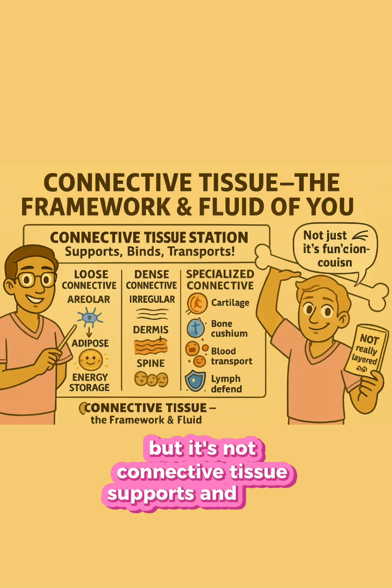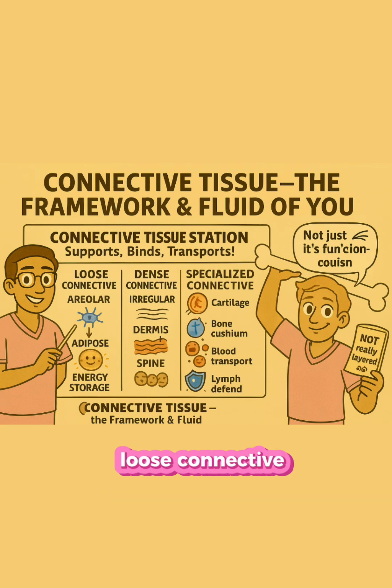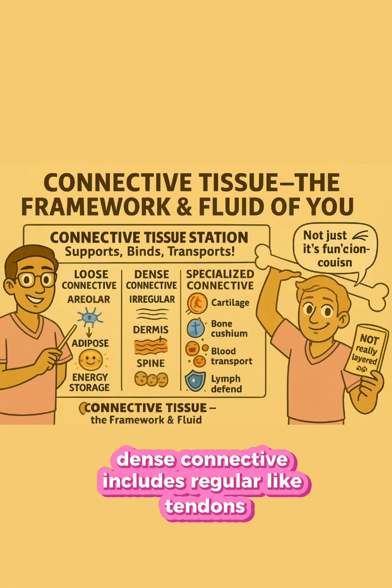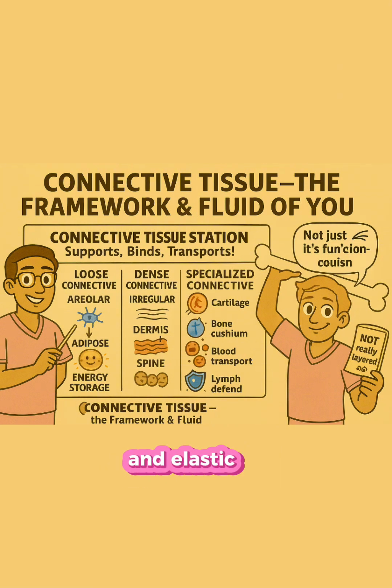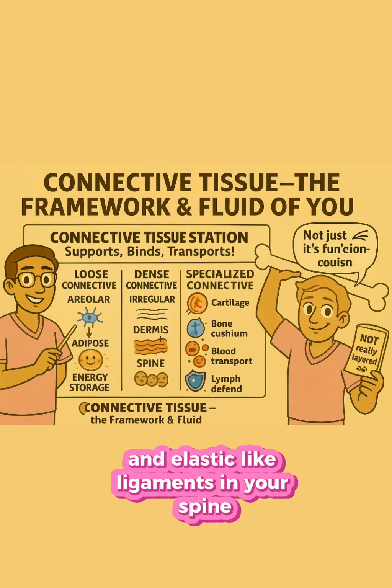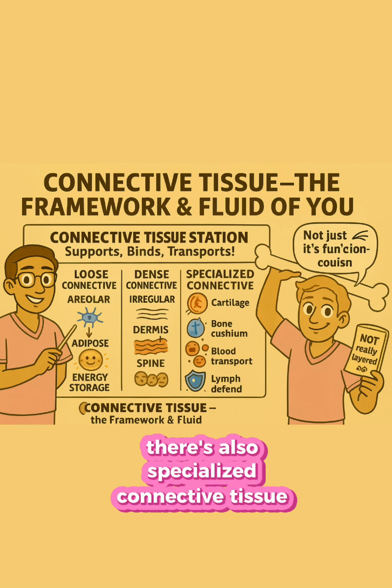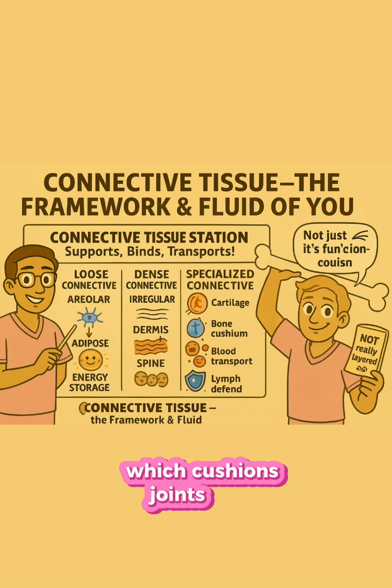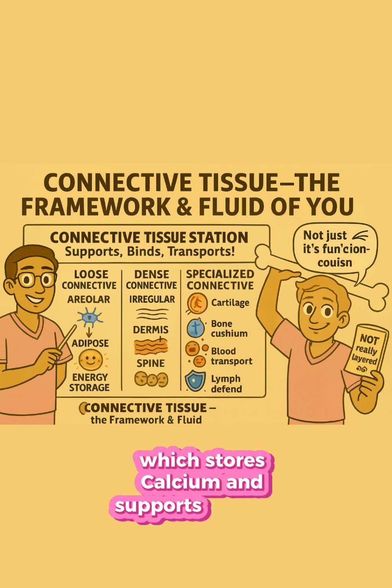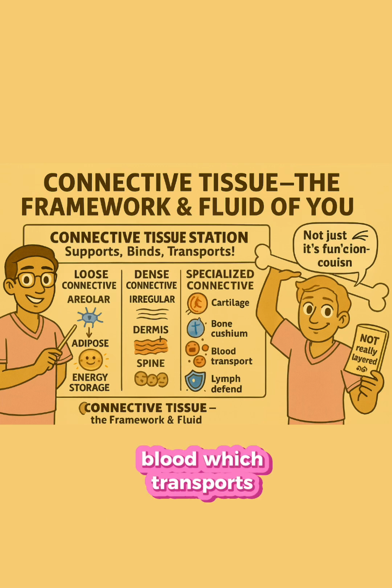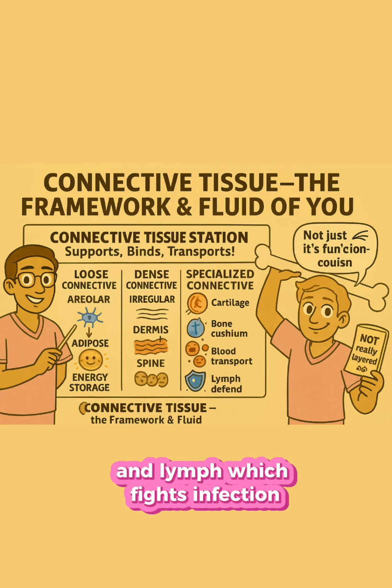Connective tissue supports and holds things together. Loose connective includes areolar and adipose. Dense connective includes regular, like tendons, irregular, like the dermis, and elastic, like ligaments in your spine. There's also specialized connective tissue, like cartilage, which cushions joints, bone, which stores calcium and supports the body, blood, which transports everything, and lymph, which fights infection.